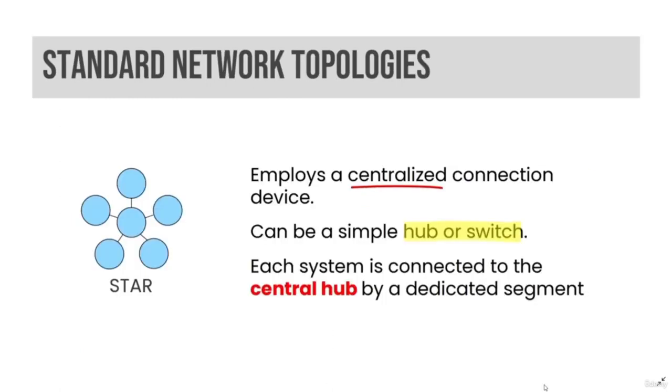So next, let's go over standard network topologies. A star network topology employs a centralized connection device. It can simply be a hub or switch. Each system is connected to the central hub by a dedicated segment.